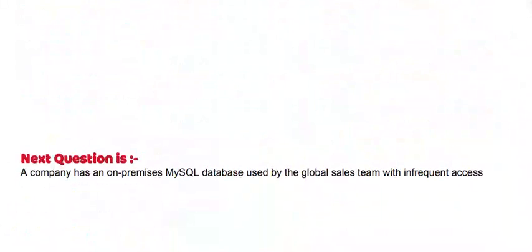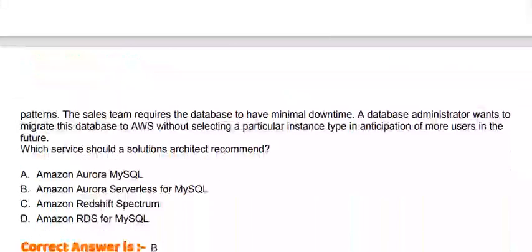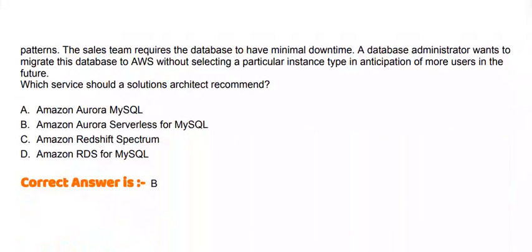Next question is: A company has an on-premises MySQL database used by the global sales team with infrequent access patterns. The sales team requires the database to have minimal downtime. A database administrator wants to migrate this database to AWS without selecting a particular instance type in anticipation of more users in the future. Which service should a solutions architect recommend?